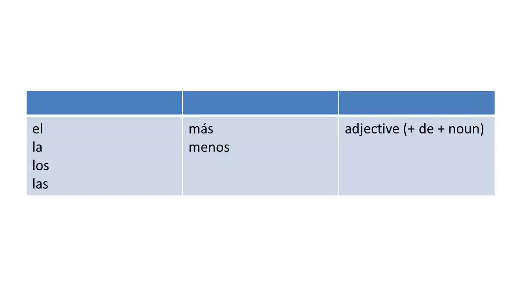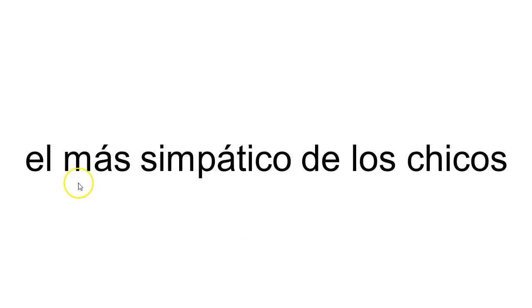So let's look at the formula again, and let's come up with an example where we use this information that's in the parentheses. If I wanted to say the nicest of the boys, and for the boys we'll use los chicos. So I pick one boy and I want to say, well, he's the nicest of the boys. The nicest of the boys would be what? ¿Cómo se dice? The nicest of the boys. El más simpático de los chicos.